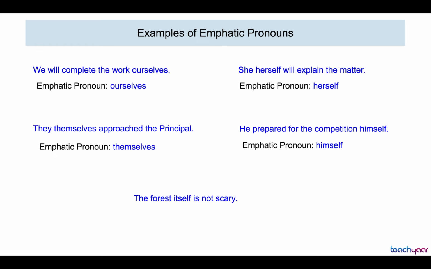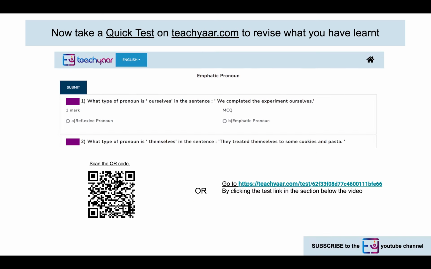The forest itself is not scary. So again, the emphatic pronoun very clearly is itself, the forest itself. And what is its position? It is just next to the subject, the forest itself. Even if you remove it, the forest is not scary. That makes complete sense, but it has been added to emphasize that the forest itself, that means by itself, is not scary.